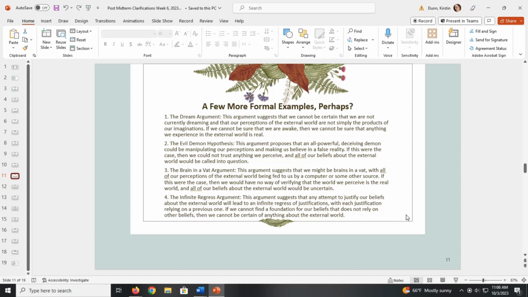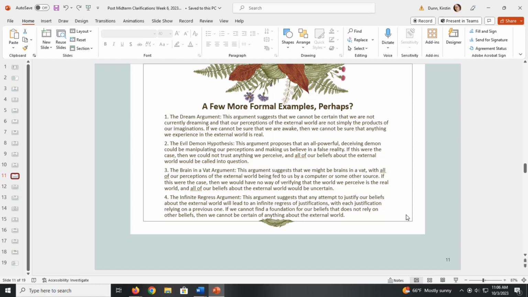The brain in a vat argument. This Cartesian argument suggests that we might be brains in a vat, with all of our perceptions of the external world being fed to us by a computer or some other source. If this were the case, then we would have no way of verifying that the world we perceive is the real world, and all of our beliefs about the external world would be uncertain.